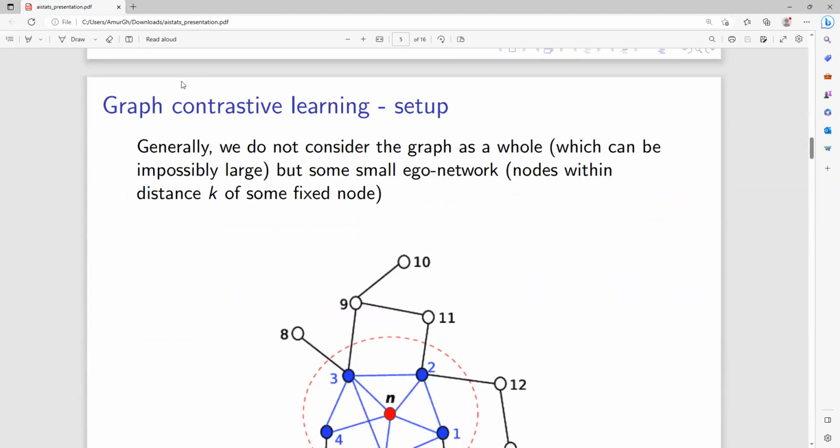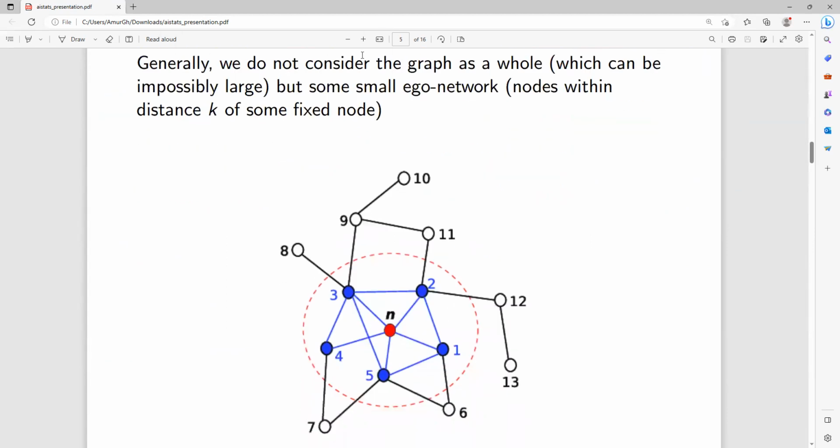Now, having talked about contrastive learning, I want to talk about the formulation for graphs. So generally, we don't consider the graph as whole, right? The graph could be really large. It could be a social network graph. We are talking about hundreds of millions of nodes, maybe sometimes.